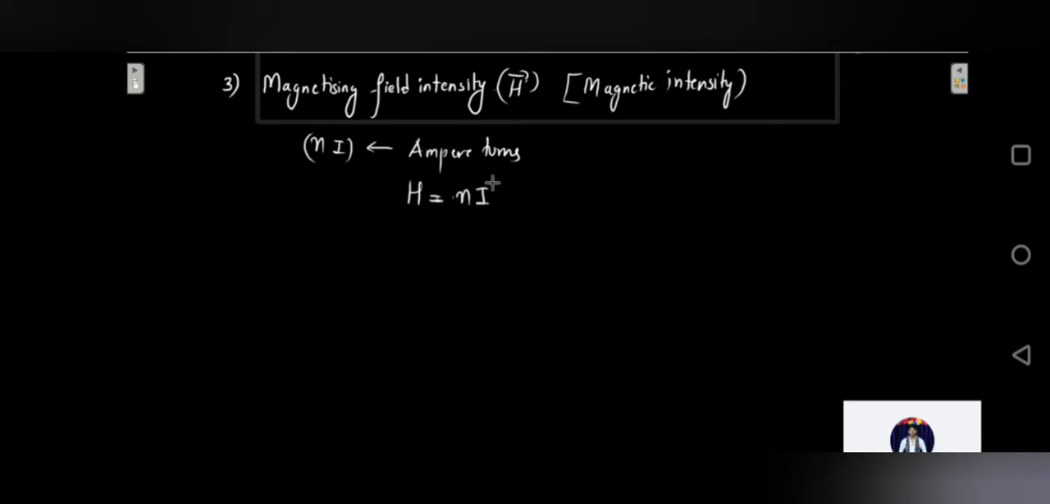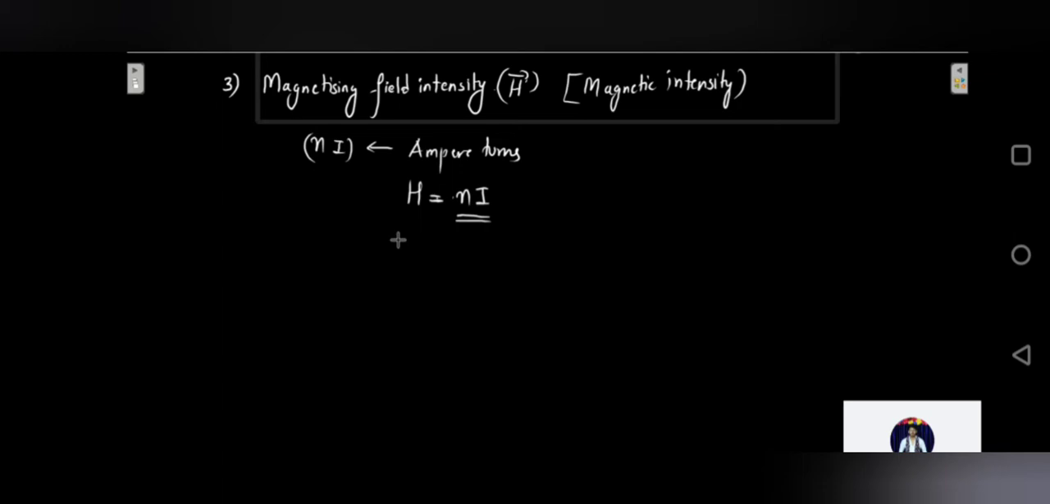Okay, I'll repeat the definition once more. The magnitude of magnetizing field intensity may be defined as the number of ampere turns flowing round the unit length of the solenoid which is required to produce the given magnetizing field. So that is going to be H is equal to N into I, that is the number of ampere turns per unit length.